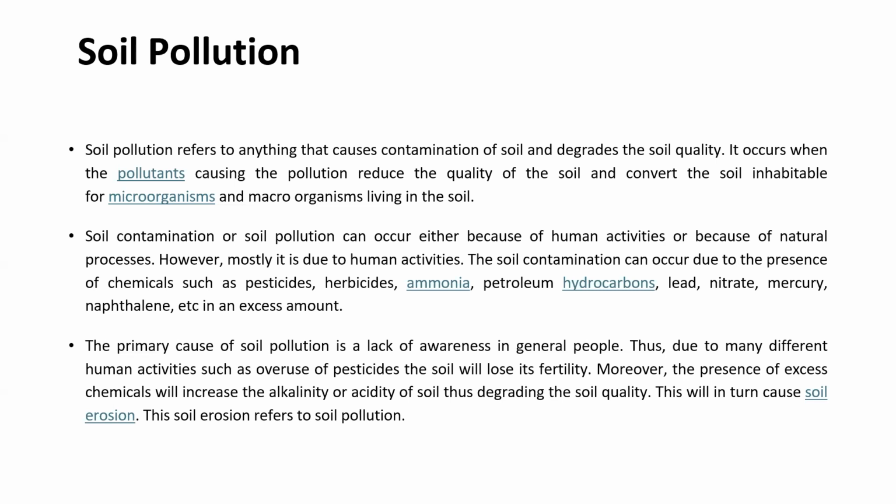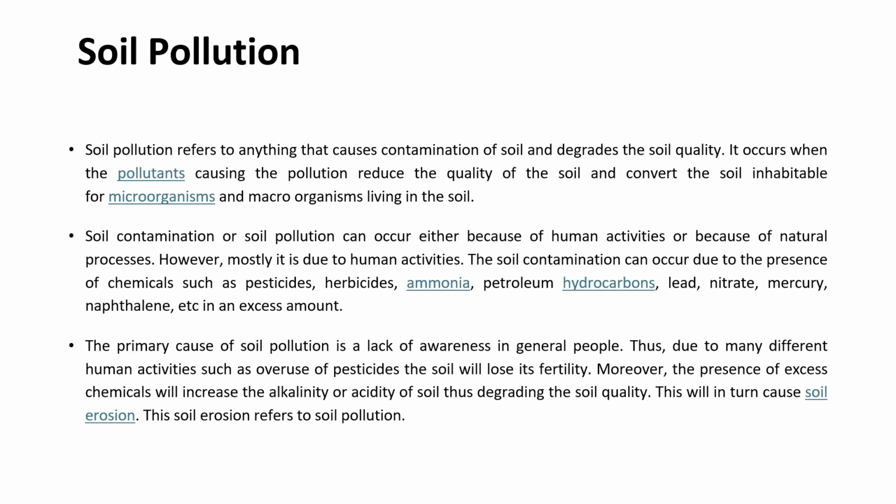Now, soil contamination or soil pollution can occur either because of human activities, like addition of a number of chemical fertilizers, or because of natural processes. However, mostly it is due to human activities. The soil contamination can occur due to presence of chemicals such as pesticides, herbicides, ammonia, petroleum hydrocarbons, lead, nitrate, mercury, naphthalene, etc., especially in excess amount.